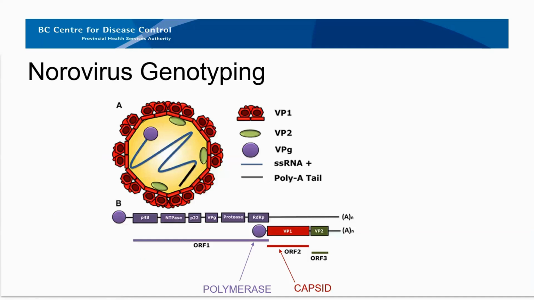All right, so when we talk about norovirus genotyping, historically we used to just sequence the capsid region. I'm showing that there. It's in the open reading frame number 2. And what generally happens with norovirus is we see something called strain replacement. Every couple of years, a new strain will emerge and you'll see an epidemic of increased activity.